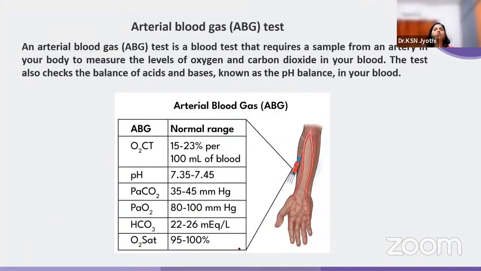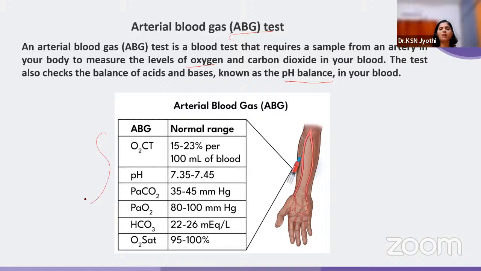Now, there is a particular test, very importantly done, to assess your acid-base balance inside the body. This is called the arterial blood gas test, or ABG test. An arterial blood gas test is a blood test that requires a sample from an artery. It will measure the levels of oxygen and carbon dioxide in your blood. This will also help check the balance of acids and bases, which we call the pH balance in your blood.